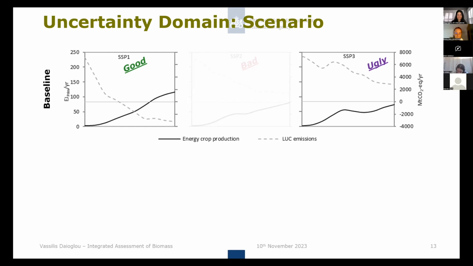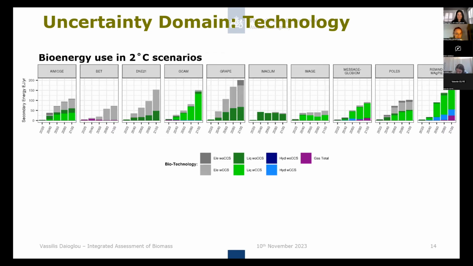You could have a good bioenergy story, you could have a bad bioenergy story, and that's what we see through this scenario analysis. Now, moving into another area of uncertainty, it's looking at how the model projections differ on bioenergy technology use. So here we're diving a little bit more into depth of how they use the bioenergy. And these are the results of a model comparison project that we did a couple of years ago, specifically on bioenergy, where for a number of models, we looked at how they used bioenergy to meet 2-degree scenarios. And this shows how they use it disaggregated across different technologies.